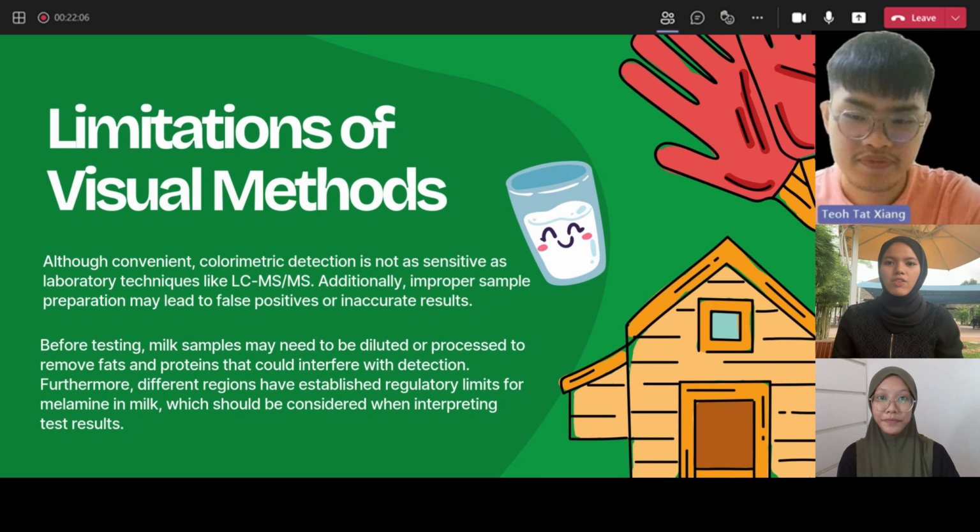And here's another important thing to consider. Different countries have different limits of how much melamine is allowed to be in the milk. So, a method that works in one place might not be enough for somewhere else. And this is why it's super important to standardize detection methods to make sure the results are reliable and meaningful.